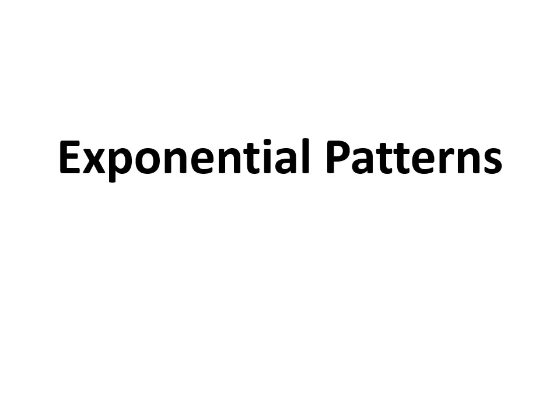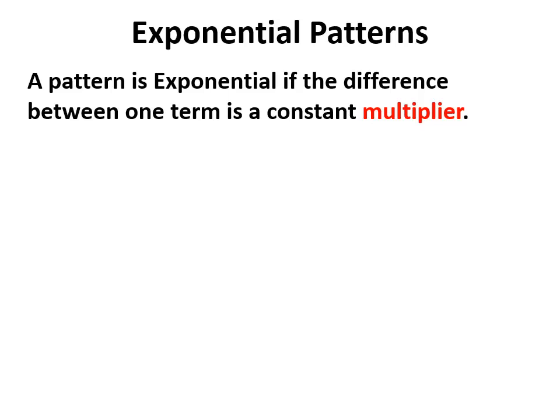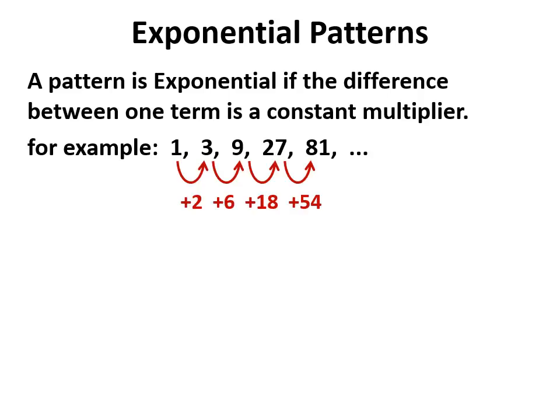So the last type of pattern at year 11 is exponential patterns, and this is high merit and excellence only. A pattern is exponential if the difference between one term and the next is a constant multiplier. So for example, we have the sequence here. If we look at the differences between each term, then it goes 2, 6, 18, 54.